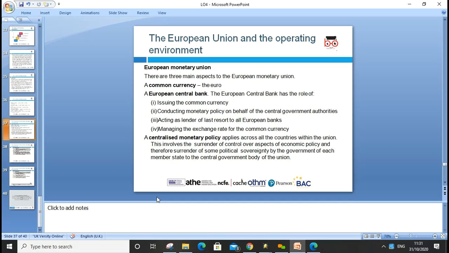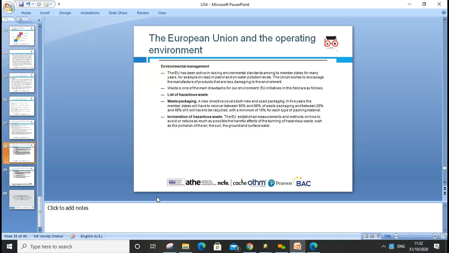That is a bit of an issue here, because the UK is not fully in the monetary union, but it is in the European Union, so it still has to follow a lot of policies. That's one of the reasons Brexit has happened. Members surrender control over aspects of economic policy, and therefore surrender some political sovereignty, by the government of each member state to central government bodies. That's why there's a lot of discussion. Germany's rules are more important and given a lot of emphasis to be implemented throughout the European Union. So those are a few good reasons.